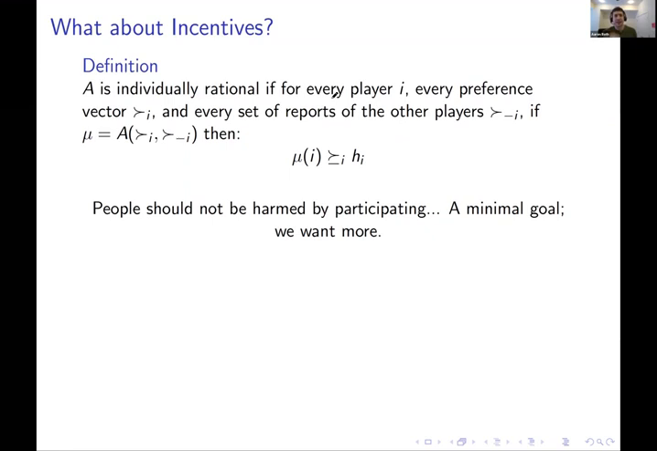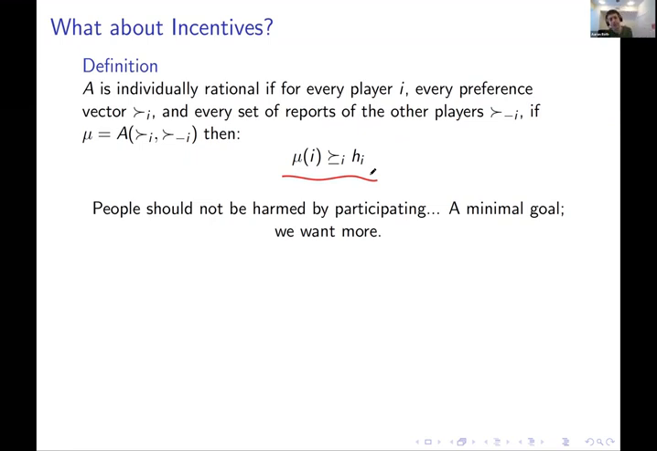Like in this case, it's sort of saying, well, no matter what your preferences are, and no matter what other people's preferences are, at least if you tell the truth, if you report your true preferences to the mechanism, then I can promise you that you're going to be allocated something that you like at least as well as the thing you started with, right?